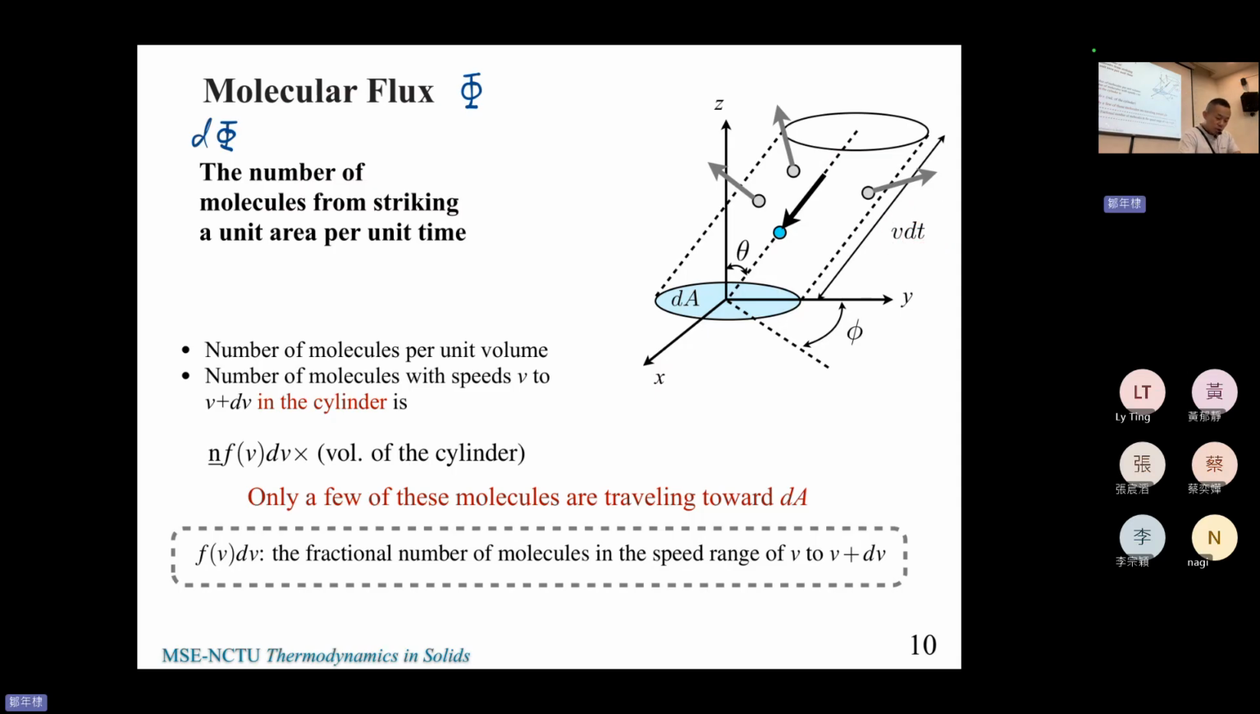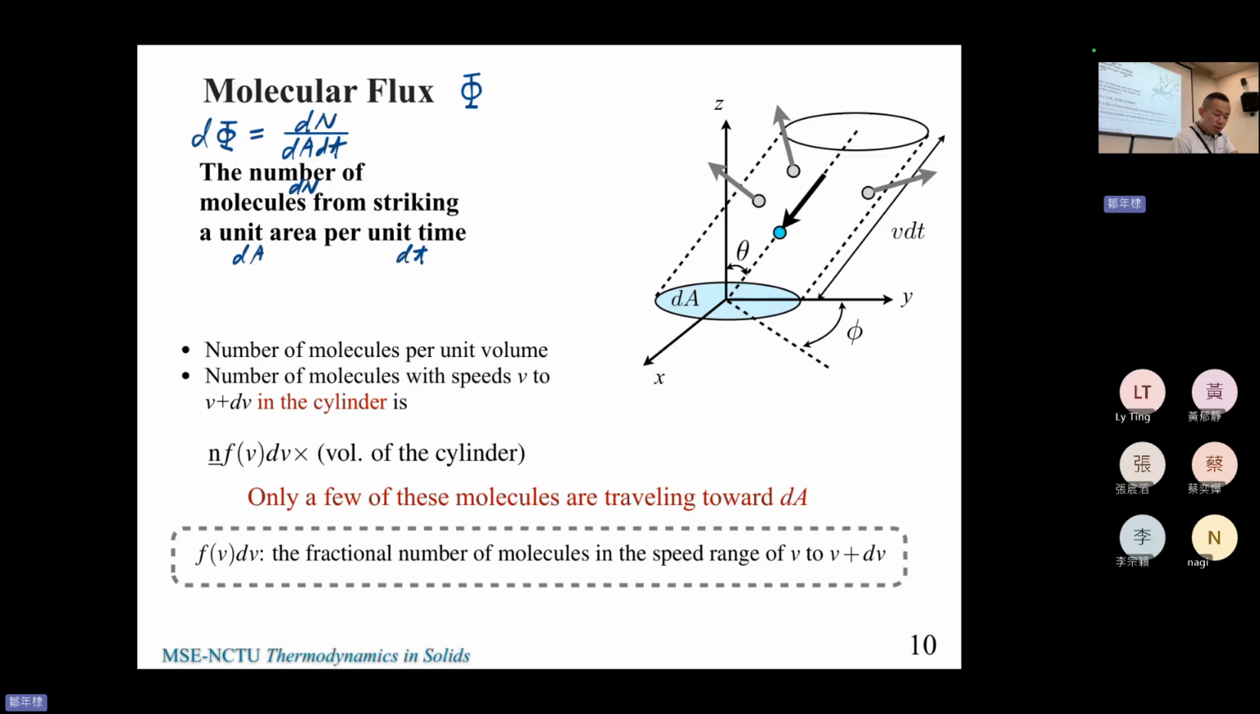So the number dN, striking a unit area, dA, in a unit time, dt. The definition is dN divided by dA dt. That's the definition of molecular flux.